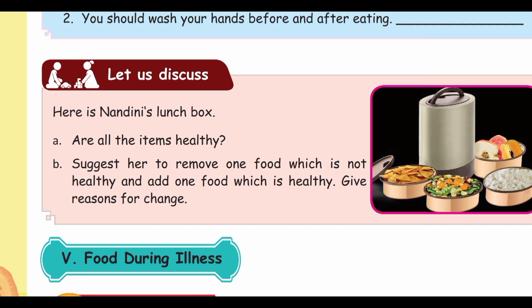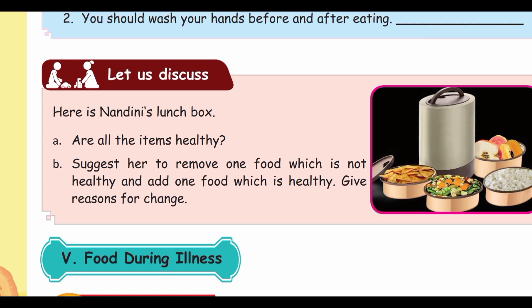Next box they have given rice. It is also healthy. Next box they have given some vegetables. So it is also healthy. The fourth box is unhealthy food. It is chips or oil item. So fourth box is unhealthy food.